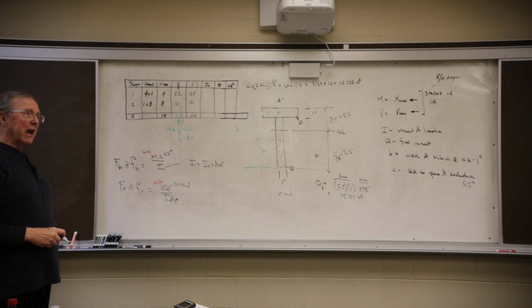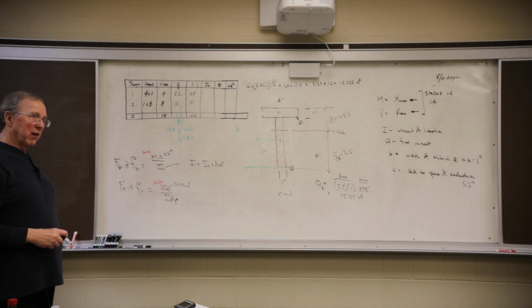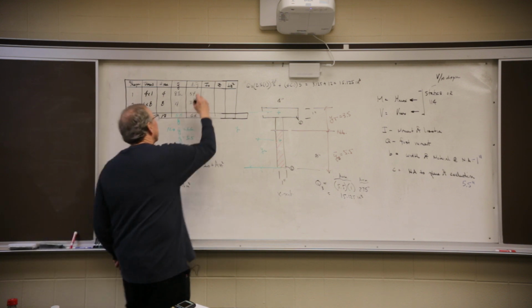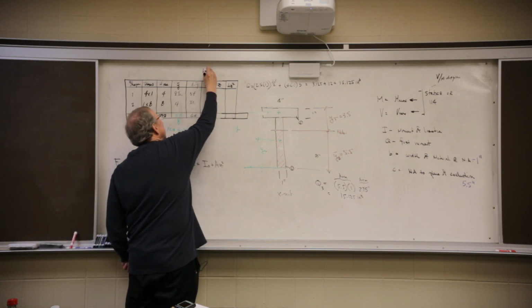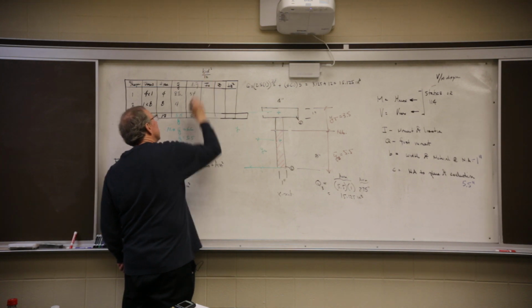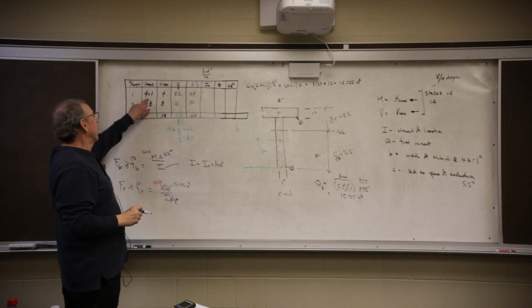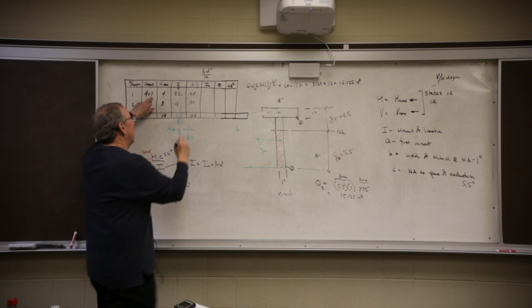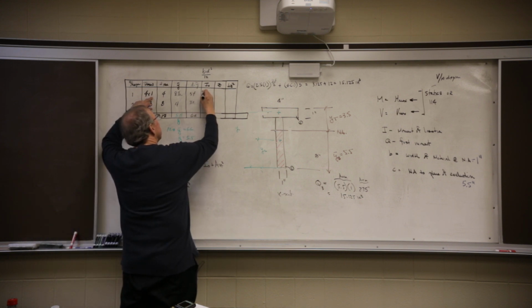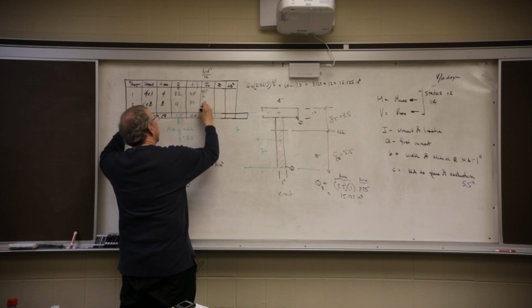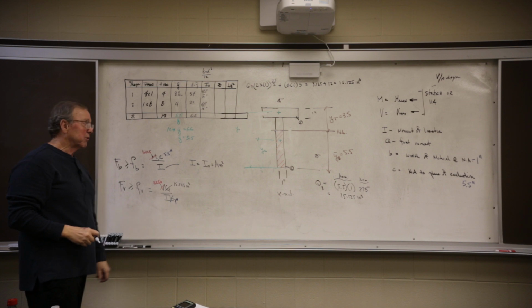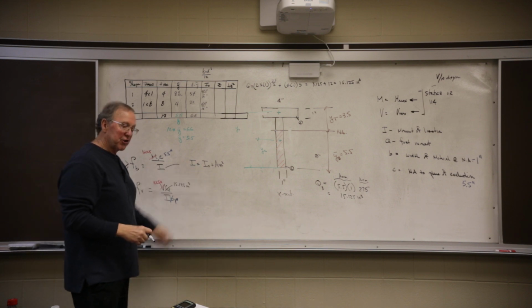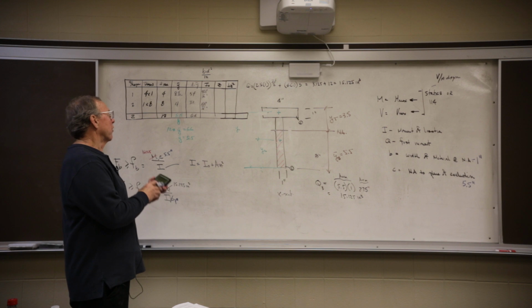of inertia of the shape about its own neutral axis. So I0 is going to be bd cubed over 12. That's why I put these this way. bd cubed over 12: 4 times 1 cubed over 12, and 1 times 8 cubed over 12. So I0 is the moment of inertia of the individual part about its neutral axis.